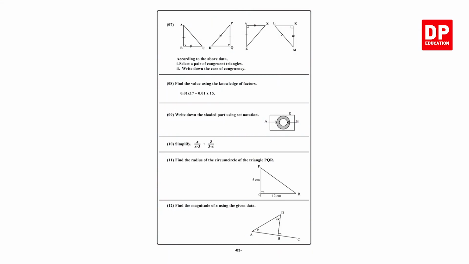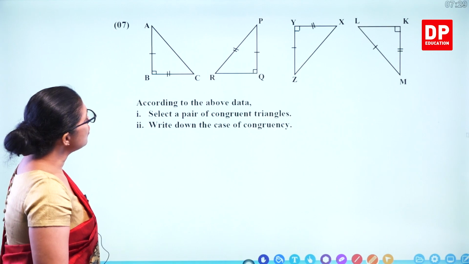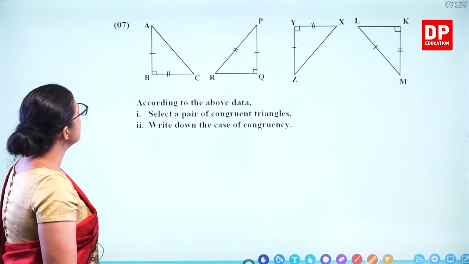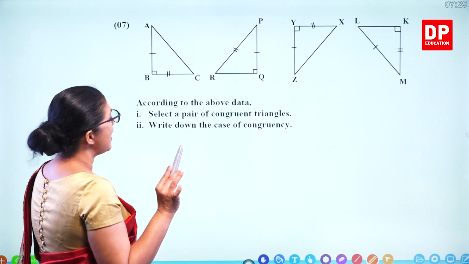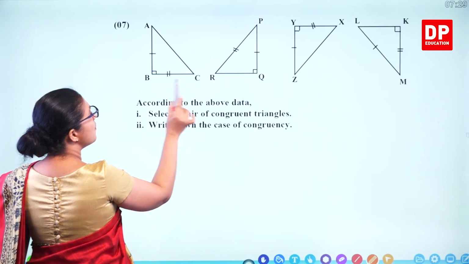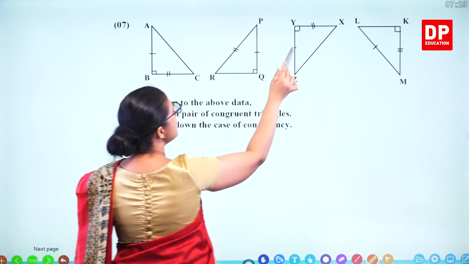Now you can do 7 to 12. Question number 7. According to the above data, select a pair of congruent triangles. So this is a right angle triangle. All are right angle triangles. This is 2 sides. This one is hypotenuse and 1 side. So again, this is 2 sides.